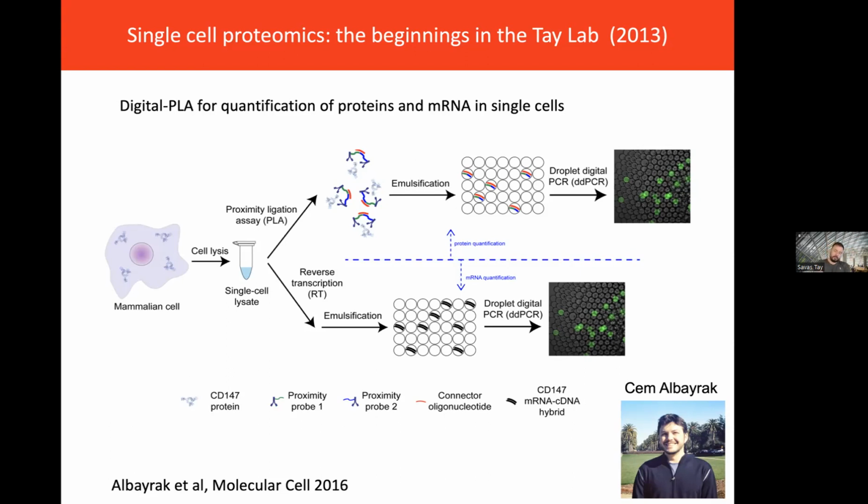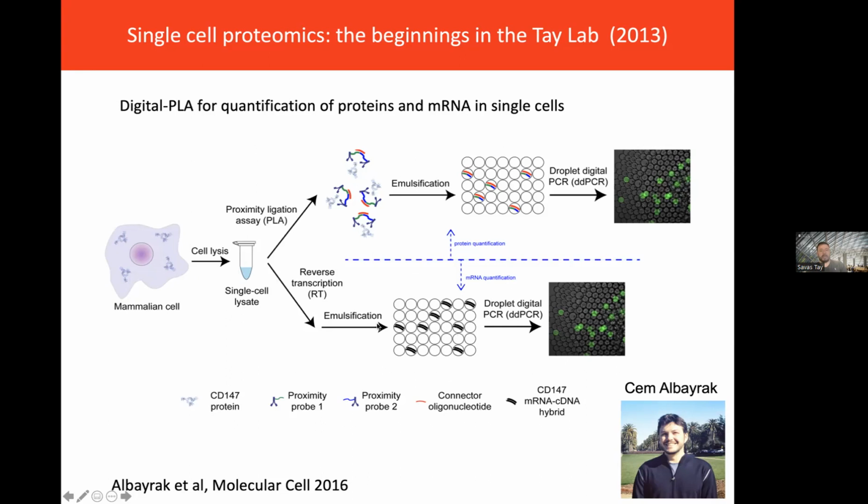So to address this problem, in the past, we have developed several technologies that generate the type of data that we need. An example here is this particular study, all the way back from our Switzerland times. This technology is called digital proximity ligation assay, digital PLA for short. You take one cell, you lyse it in a PCR tube, and then you split the lysate into two parts. One part goes through the so-called digital PCR pipeline.